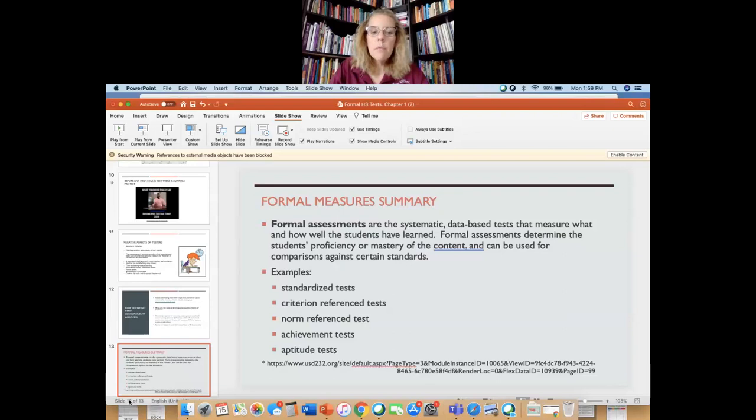We can do that with our standardized tests. We can do that with criterion reference tests, norm reference tests, achievement tests, and aptitude tests. Aptitude tests are your IQ tests. They see where you are in comparison with all other people on what they think are more abstract or complex ideas. If any of you are taking the gifted and talented training, they definitely look for depth and complexity. Aptitude tests attempt to do that.